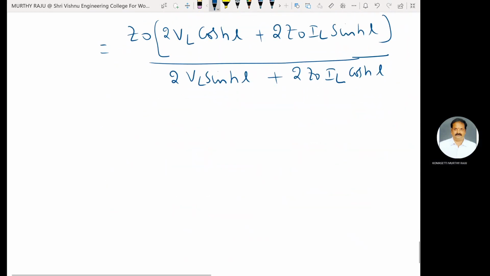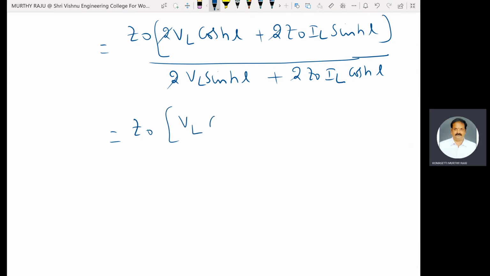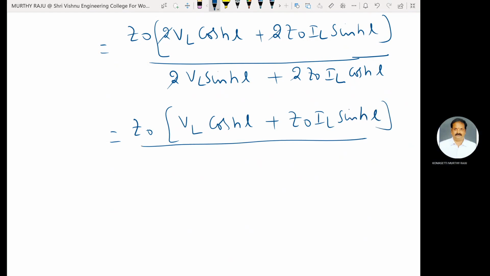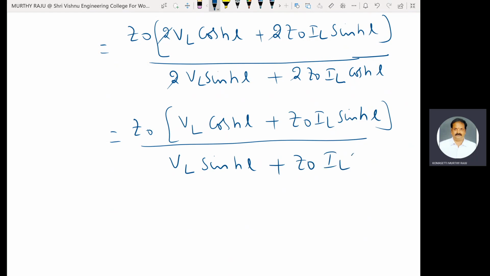Therefore, that is equal to, 2 cancel, Z0 into VL cos hyperbolic L plus Z0 IL sine hyperbolic L by VL sine hyperbolic L plus Z0 IL cos hyperbolic L.